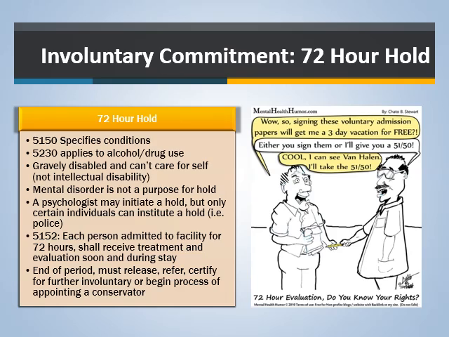So with a 5150, you need to specify why. 5230 is for just alcohol and drug use. Grave disability, can't care for self. It cannot be an intellectual disability. And you're not holding someone just because they have a mental disorder. You're holding them because this mental disorder is putting them in harm's way.